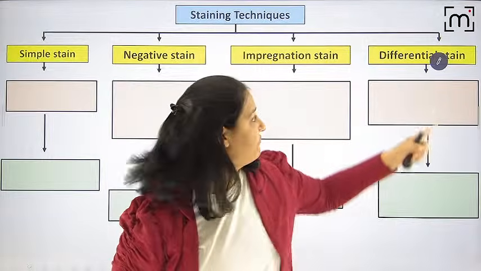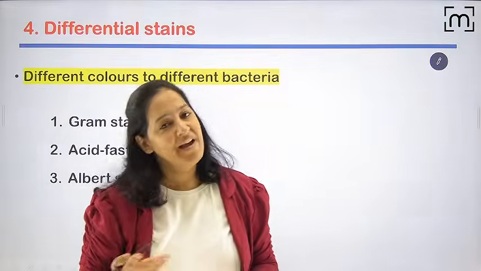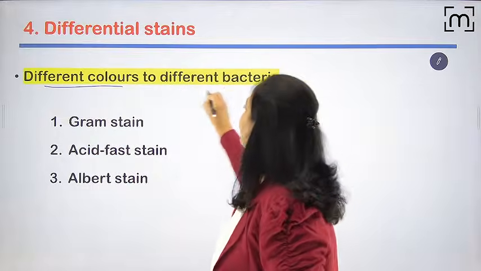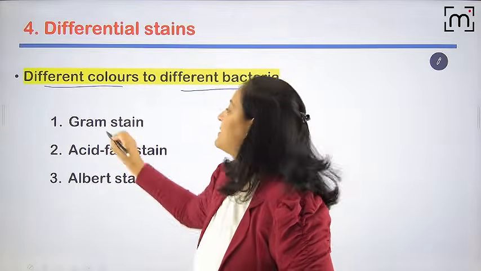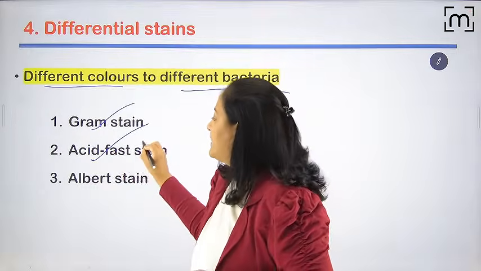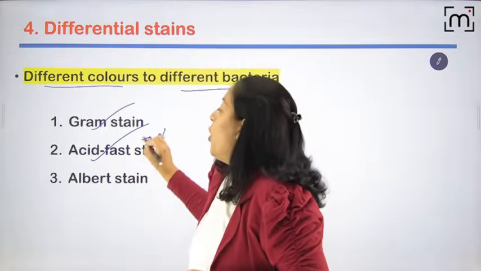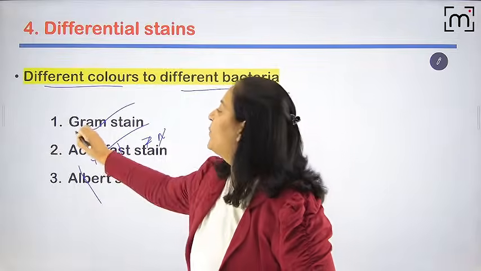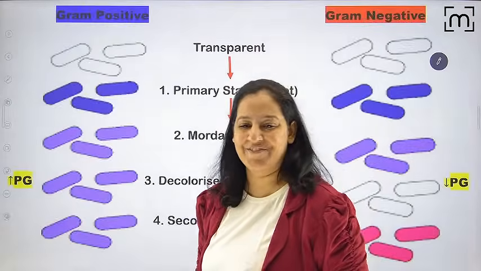So let me come to the 4th and the last one, differential stain. I already told you the definition. What is differential stain? Differential stain gives different color to different bacteria. There are 3 examples. Gram stain, Ziehl-Neelsen stain, also known as acid-fast stain, and the third one is Albert stain. So let me start with Gram stain.